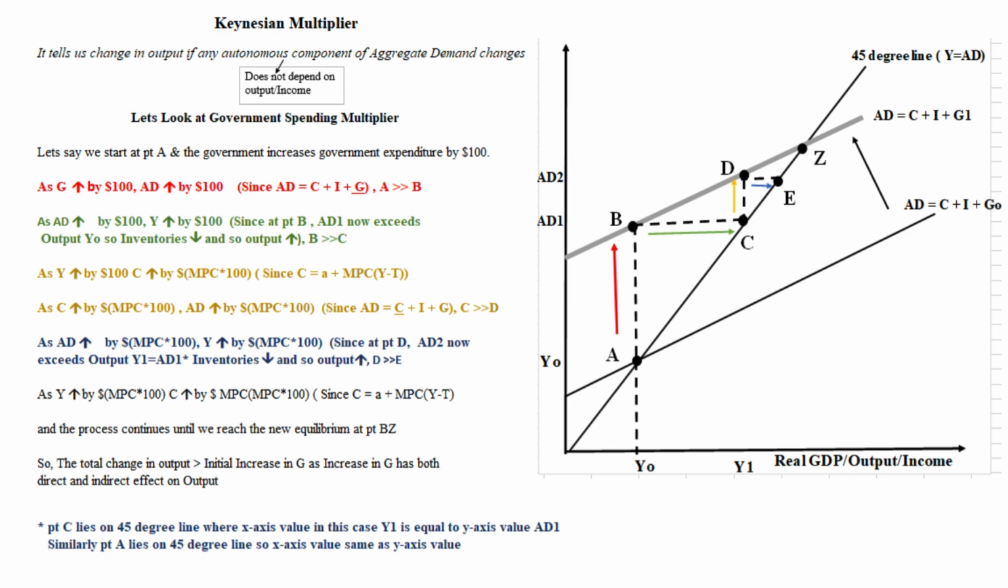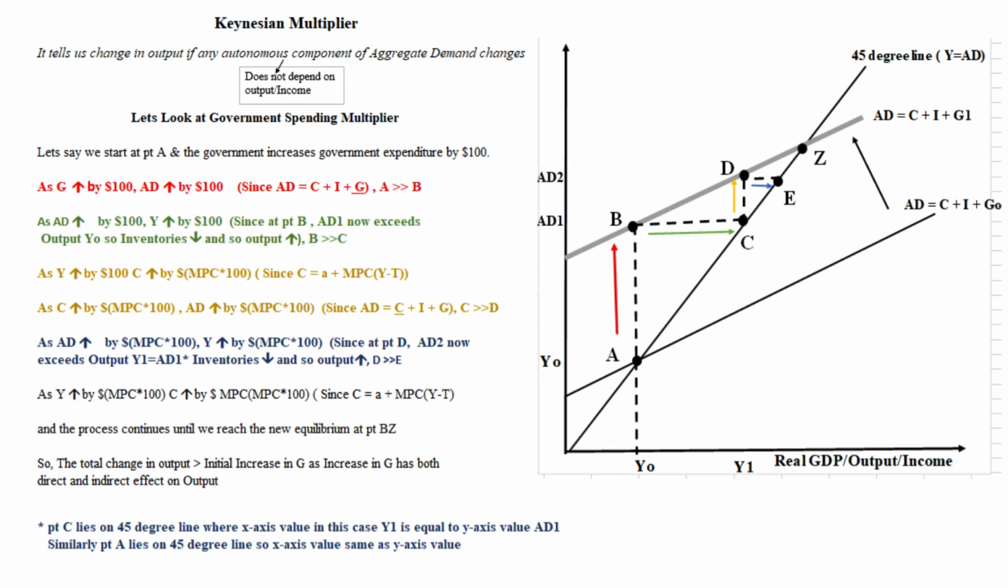Let's assume we're originally at point A, and then government spending increases by $100. So as government spending increases by $100, aggregate demand increases by $100, since government spending is a direct component of aggregate demand, where ED is C plus I plus G. So here, as on the right-hand side G increases by $100, on the left-hand side, ED increases by $100. As a result of this, we move from our original point A to the new point B.